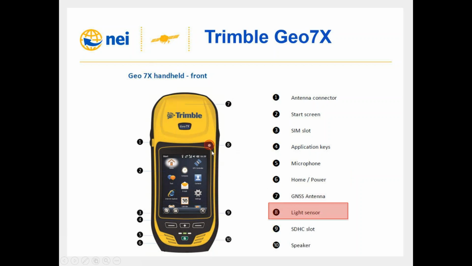We have a little light sensor here. The software has a setting where if you go out in the open and it's really bright, the screen will change. If you get in a dark room, the screen will adjust. I usually turn that off and just crank the screen all the way up. The right side here, we have an SD card slot and then the speaker.